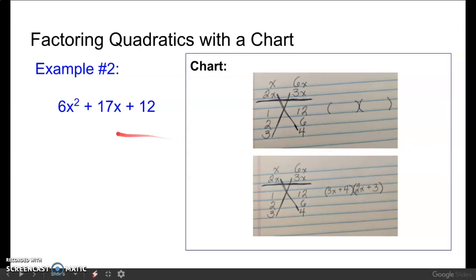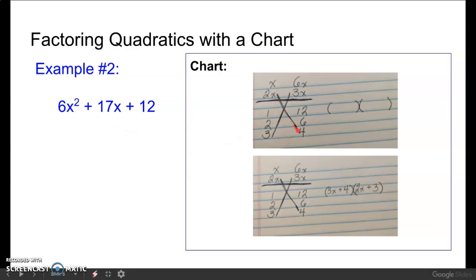And I'm always looking for the middle number, no matter what. So I'm looking for a sum of 17. So when I did this, I did a lot of multiplying and that type of thing. And then I landed on 2x times 4 is 8x, 3 times 3x is 9x, and 8x plus 9x is 17x. So that's what I want.